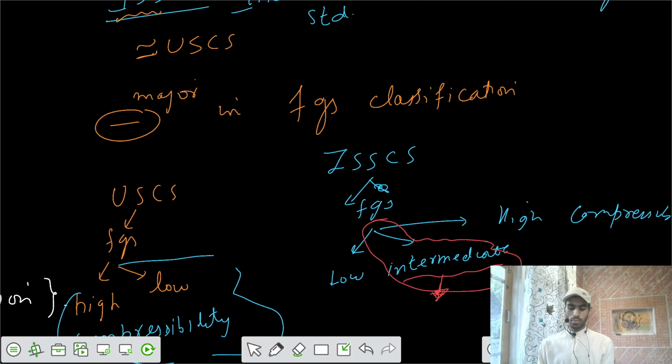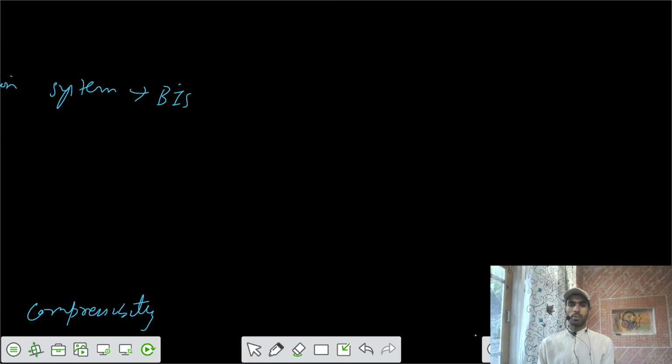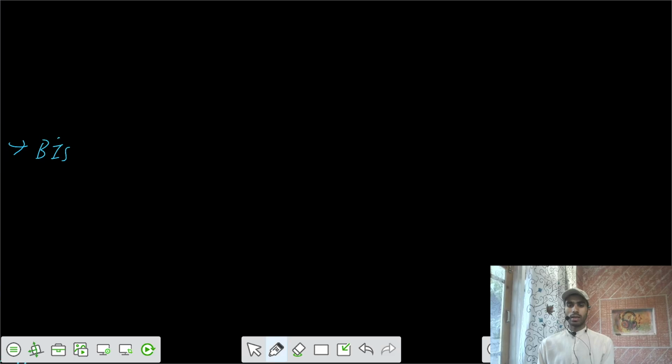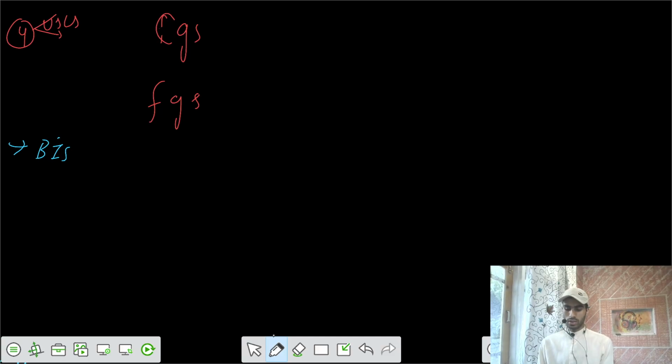Now here we have three broad divisions of soils. As opposed to the four groups in USCS, here we have three broad divisions. One is your coarse grain soils. Next one is fine grain soils, and the third one we can call organic soils. If the organic content is very high, we are going to keep it as PT. This is PT, the third category.